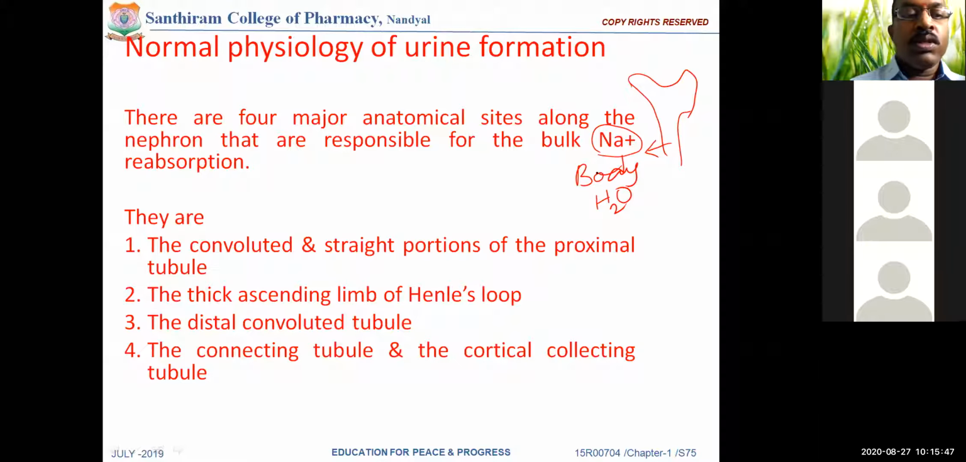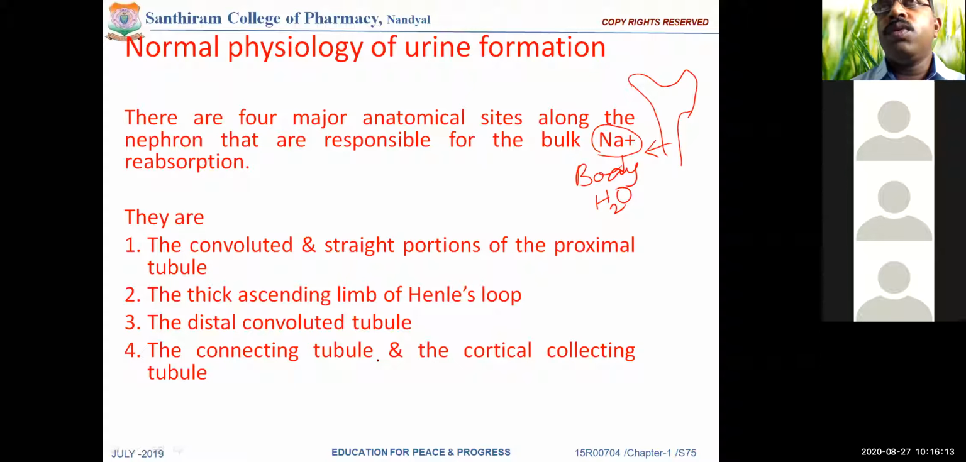Okay, so the different sites here are the convoluted and straight portions of the proximal tubule, then the thick ascending limb of Henle's loop, the distal convoluted tubule, and the fourth one is the connecting tubule and the cortical collecting tubule. So these are the four sites at which the reabsorption of sodium takes place.